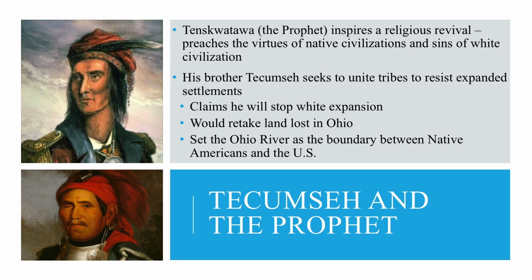Meanwhile, his brother Tecumseh sought to unite tribes to resist settlement. He believed that no tribe could do it alone, and only through linking together could the tribes keep settlement from expanding. He claimed that he would stop white expansion, that he would retake land lost in Ohio, and that the boundary between the United States and Native Americans would be the Ohio River.